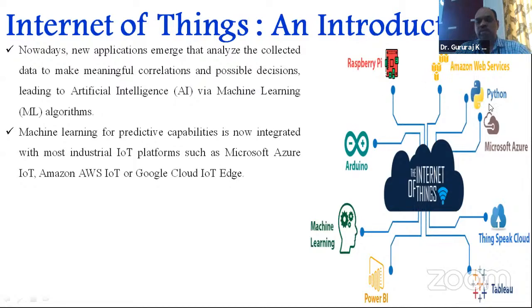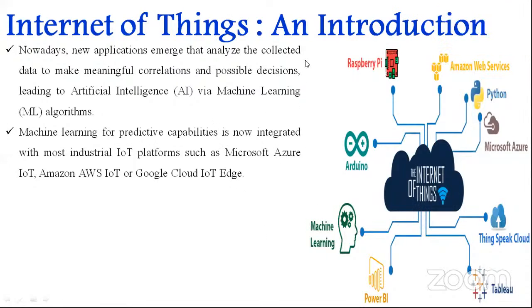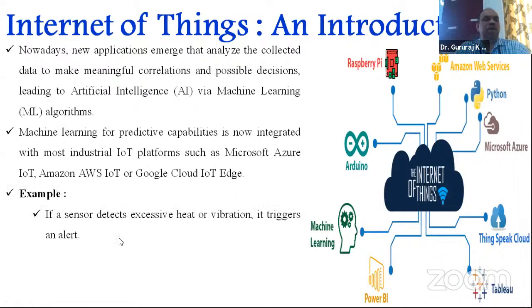Arduino, Microsoft Azure, Python, AWS, Raspberry Pi, they are all IoT platforms from where we can get the data. They act as an interface between the inputs that we give, where we store, and how we process the data. All those aspects can be carried out through these interfaces. For example, if a sensor detects excessive heat or vibration, it triggers an alert.